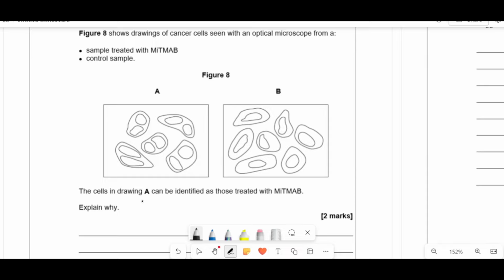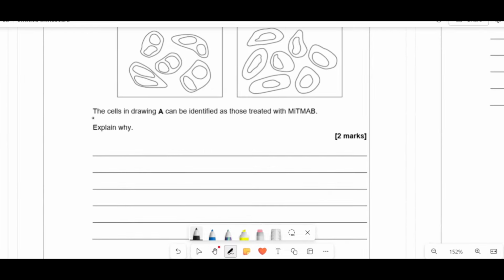So the drawings in A can be identified as those in MITMAB. Explain why. So just scribble it down real quick. MITMAB, no MITMAB. And you see, again, an independent variable is the only thing that's changing, our dependent, which is what they're measuring, which is what the cells look like, I think. Probably, yeah. The cells in drawing A can be identified as those treated with MITMAB.